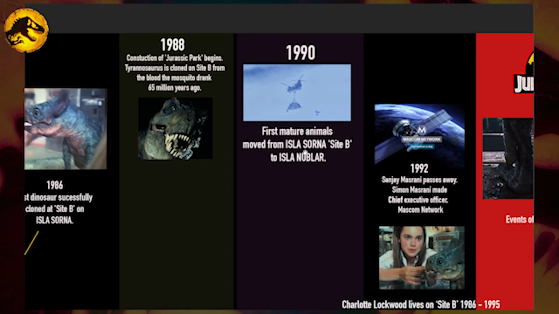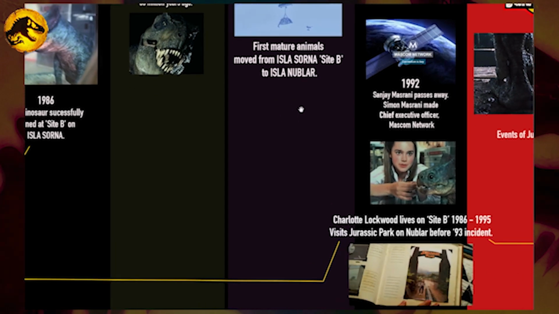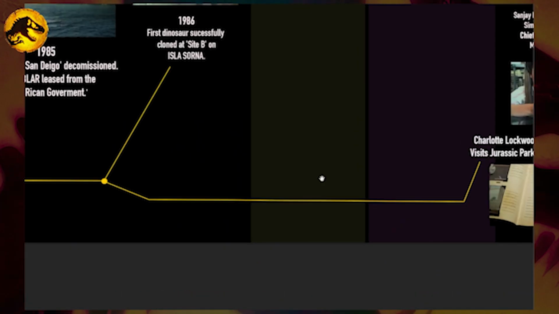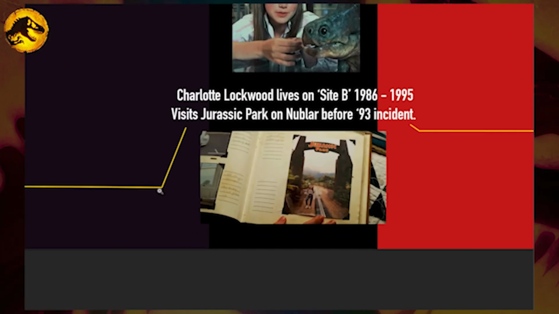1990, the first mature animals are moved from Isla Sorna Site B to Isla Nublar, so they're now moving the dinosaurs into the park. Now down here, we're following Charlotte's timeline. You can see it says Charlotte Lockwood lives on Site B 1986 to 1995, and she visits Jurassic Park on Nublar before the 93 incident. This information was confirmed in Jurassic World Dominion, that she lived on the island until the storm, which happened in 1995, and we'll get onto that in a minute.